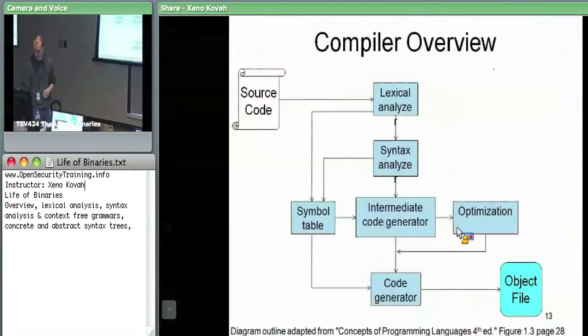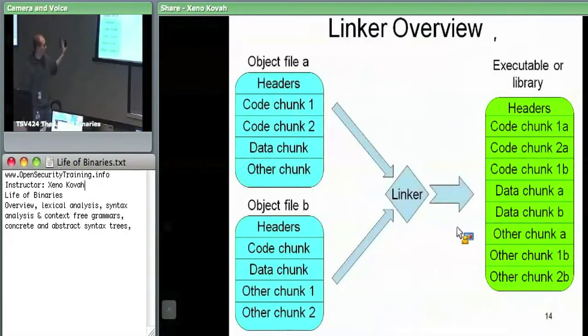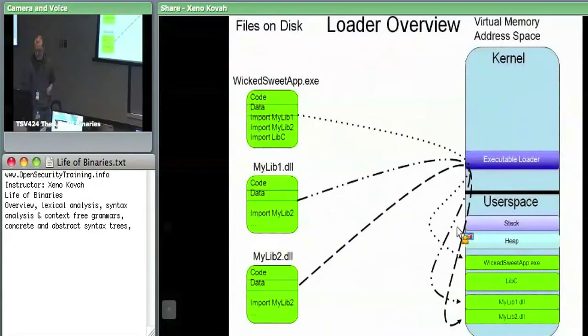All right, so that was the basic compiler overview. We're going to dig down into each of these. Linker overview. Unfortunately, we don't have a lot going into this. We've got to figure out how best to represent that. And then the operating system stuff, and we'll see this quite a bit.